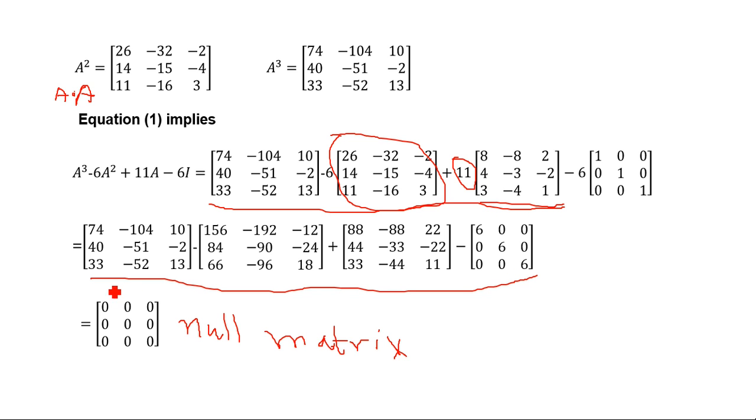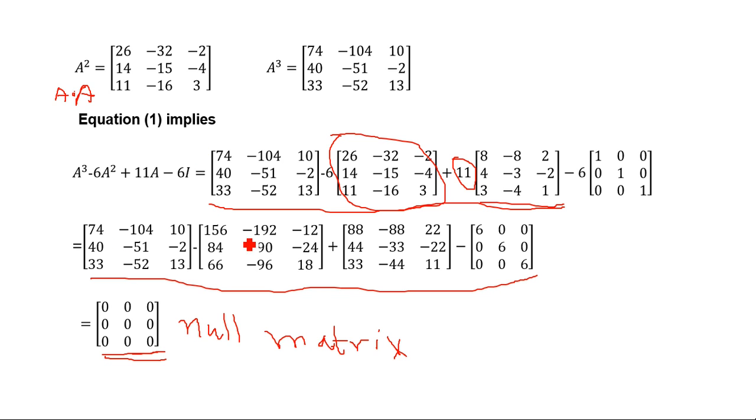And one more thing, if any one of the elements is not equal to 0, some mistake is there in one of the steps, please re-verify your problem or your calculation, because in finding that A square, A cube, you may have made some mistake in plus or minus. So if you are not able to get the 0 0 here, you may have done some mistake either in the characteristic equation or in finding A square, A cube.